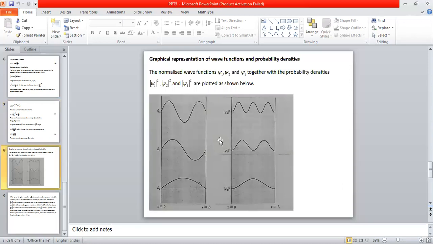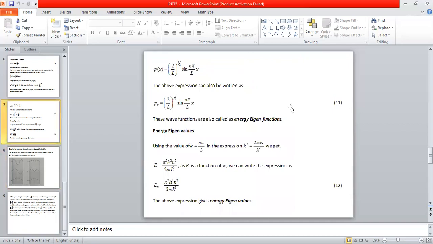Now let us proceed further. Let us try to understand the graphical representation of wave functions and their probability densities. As I have mentioned earlier, according to equation 11, the wave function is given by 2 by L to the power 1 by 2 into sine of n pi by L into x. This whole function can be plotted as a function of x for different values of n. And if I take the modulus of the square of the wave function, it actually gives the probability density.